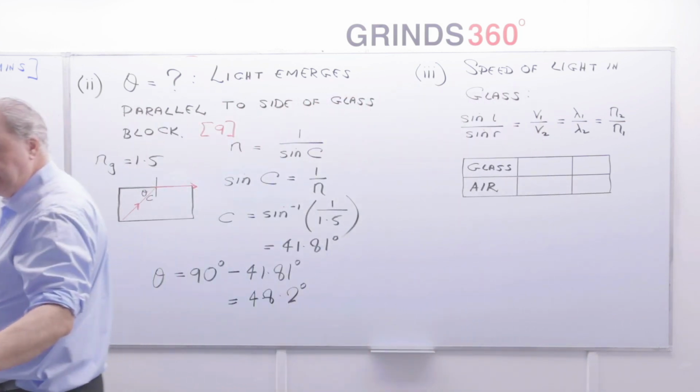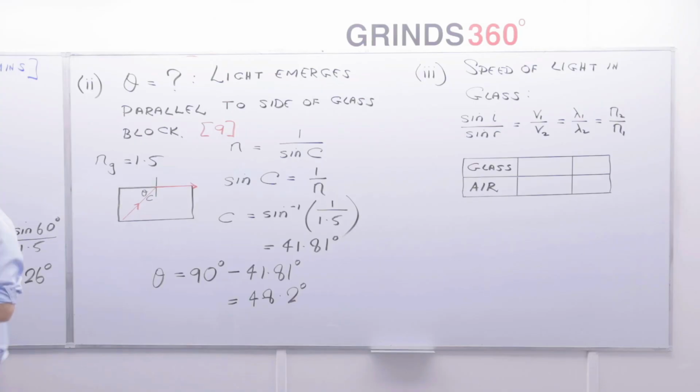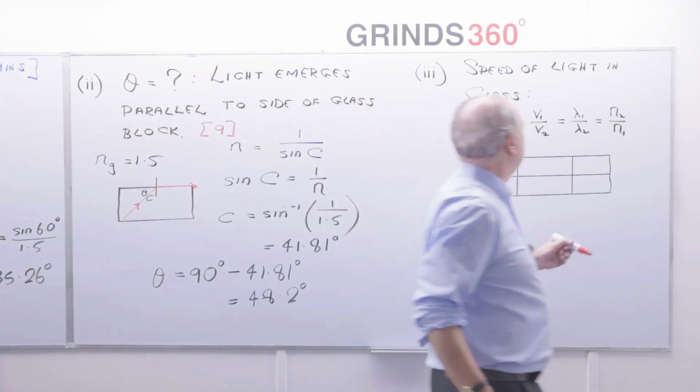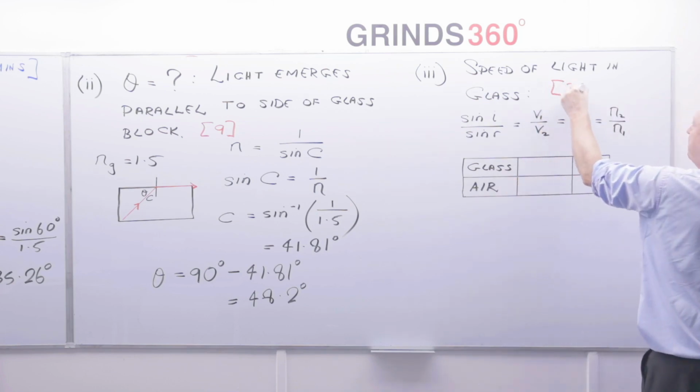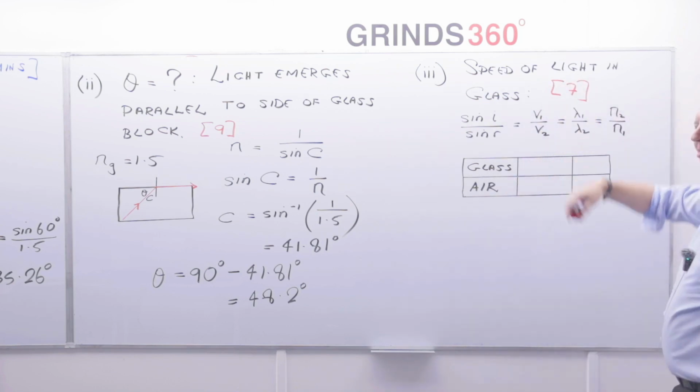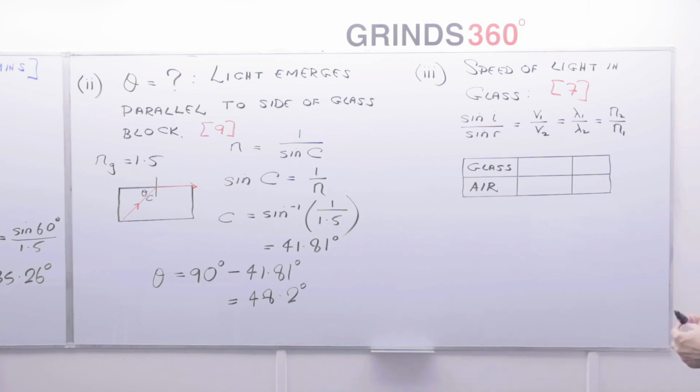So let's move on now to the third part of that question, part 3. The third part of the question says, calculate the speed of light as it passes through the glass. So actually, they're just asking me to use my main formula in all kinds of different ways. So there's 7 marks for this question. Calculate the speed of light in glass. Well, there's your main formula again. So I just keep on writing that down. I'm going to keep on using 2 parts of it.